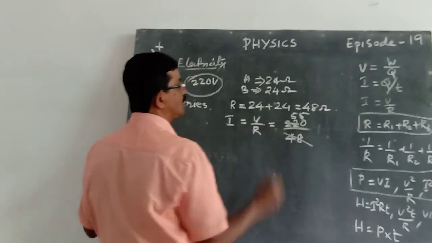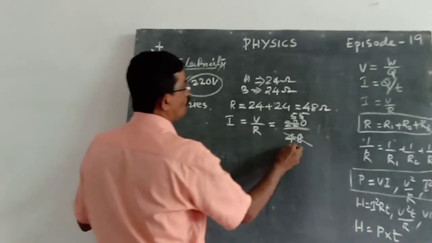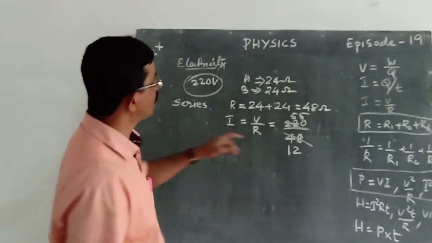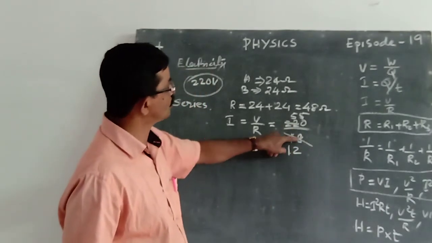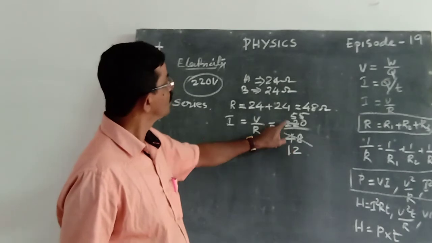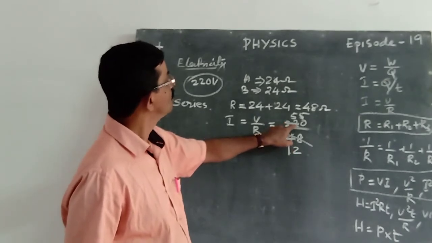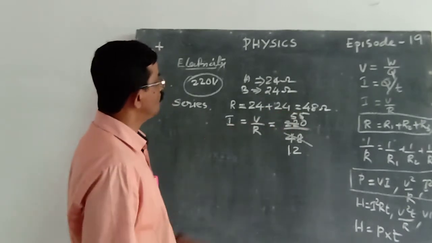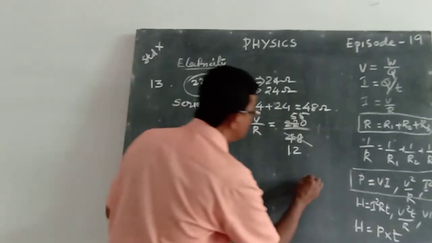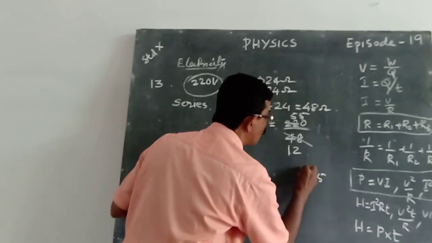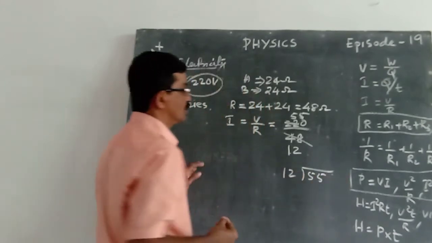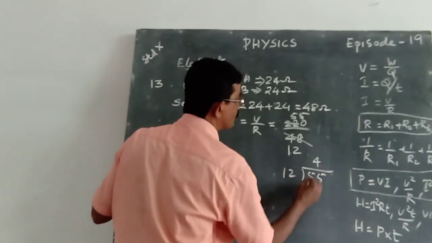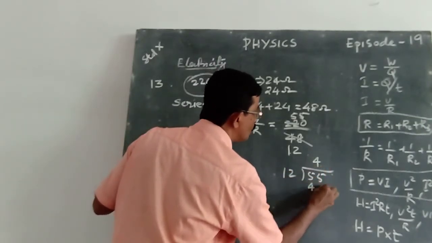Here 4, how many times? 1 and 2. That means here 1 times 4 is 4 and 2 times 4 is 8. Here in 20, how many times 4? That means 5 times, 55. Now we want to divide this 55 with 12. 12 times 4 is 48.